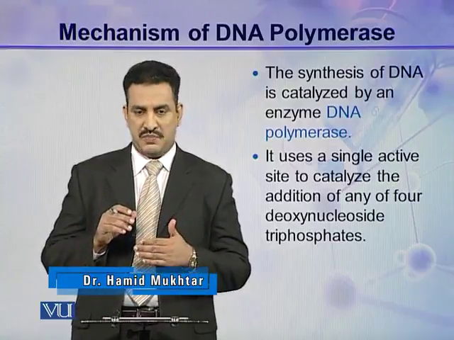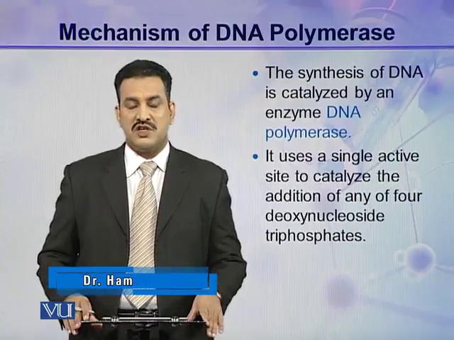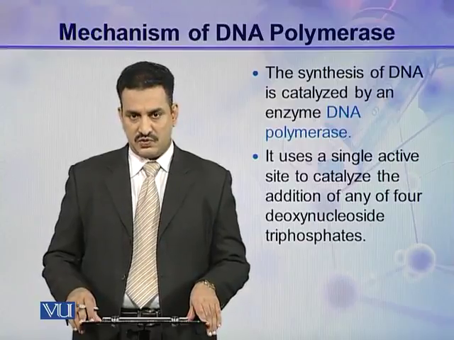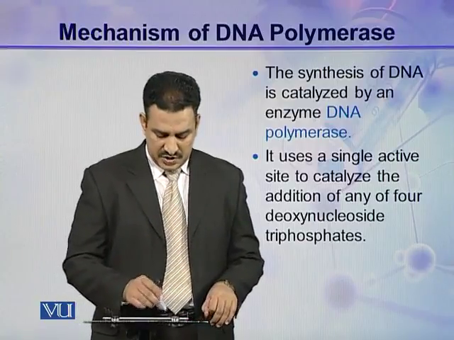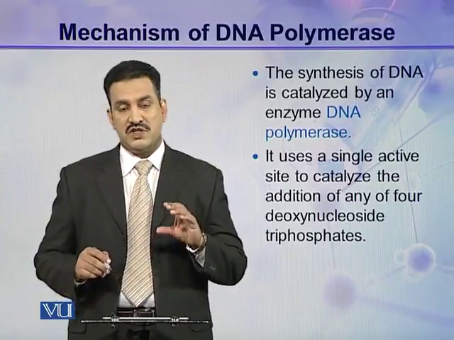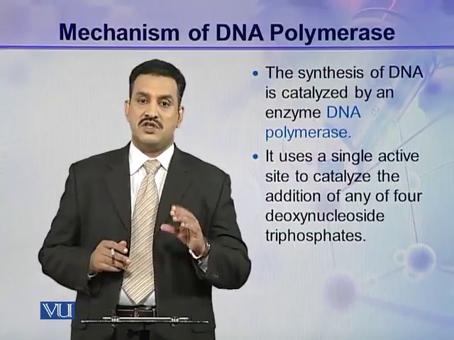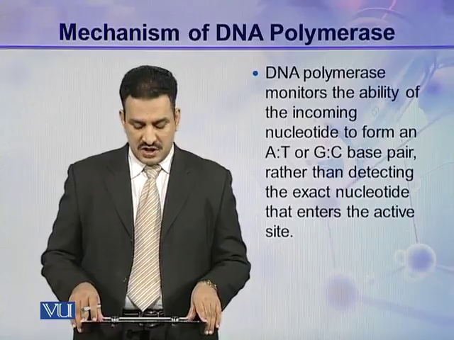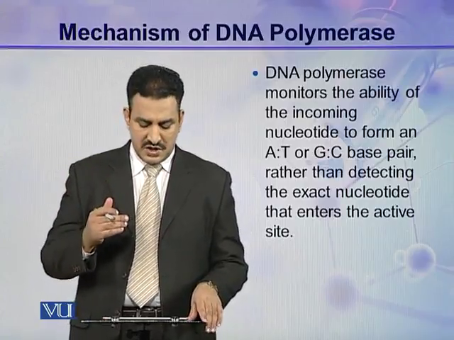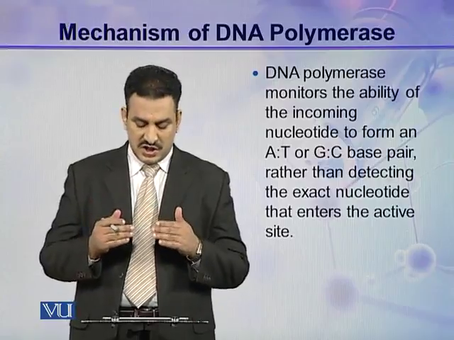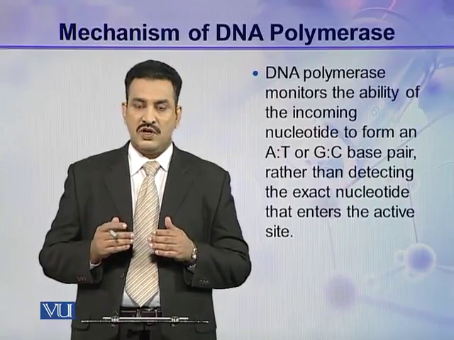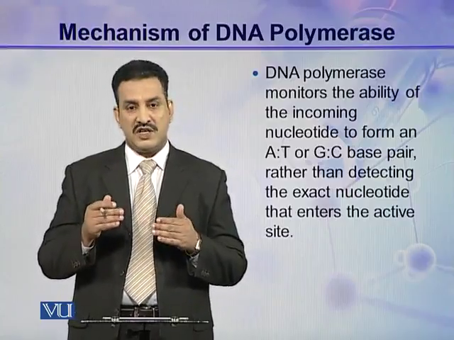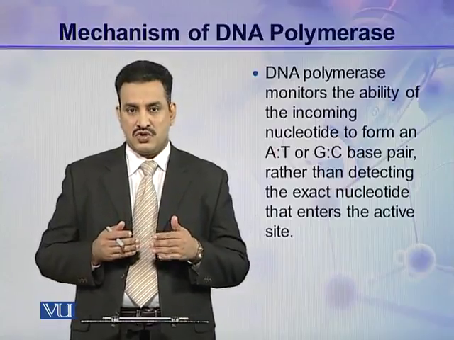the existing template. But this polymerase identifies the correct dNTP, or deoxyribonucleoside triphosphate, to be joined with the template. So it has only a single active site, and with this single active site it identifies all these 4 types of dNTPs. DNA polymerase monitors the ability of the incoming nucleotide to form an AT or GC base pair. So this enzyme is monitoring which nucleotide is coming and what type of base pairing is to take place.